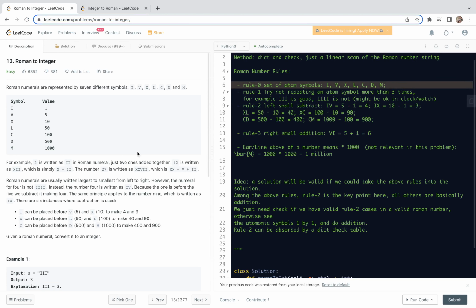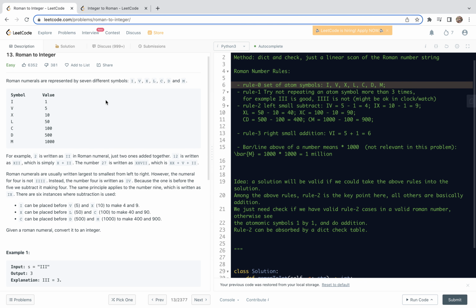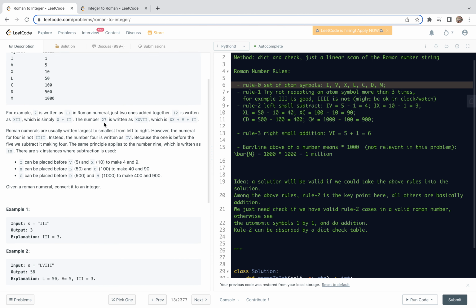Let's have a look at a daily challenge problem, that is problem 13, Roman to integer. In this video, we are going to share a solution based on the dictionary and check idea. In practice, we just need to do a linear traversal of the Roman number string. These statements are mainly about the rules of Roman numbers. It's sort of well known, so we do not read through the main statement.